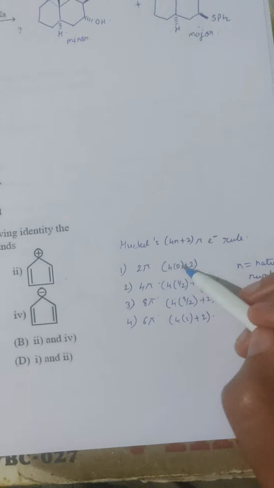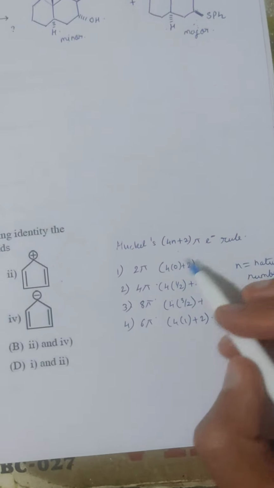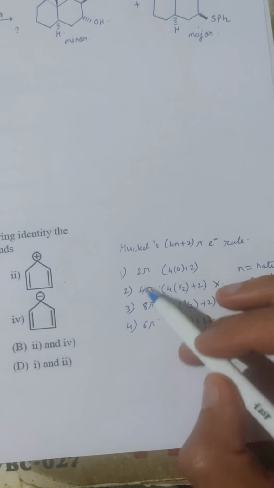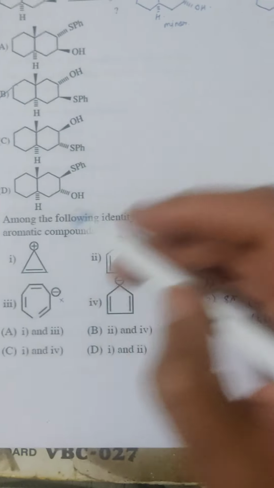So in case of 2, if you take the 4n, n should be a natural number. If it is a fraction, it is not possible. Here in this case, n will be 0. We satisfy Huckel rule. So option A is correct. Option 1, and the compound 1 is aromatic.